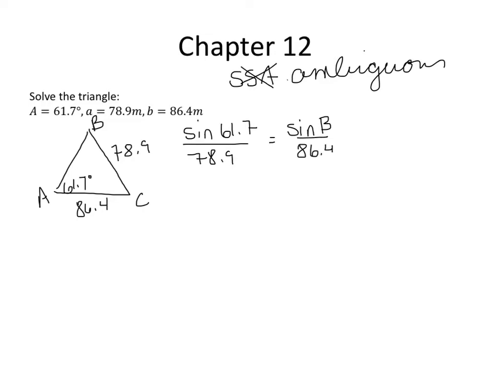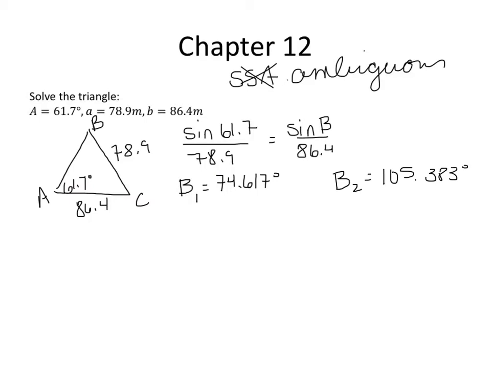Into my calculator, I put 86.4, sine of 61.7 divided by 78.9, and then I take the inverse sine of that value, and that gives me angle B, which is 74.617 degrees. Now I have to test to see if a second triangle exists. That means I need to take the supplement of that angle. So 180 minus 74.617 gives us 105.383.